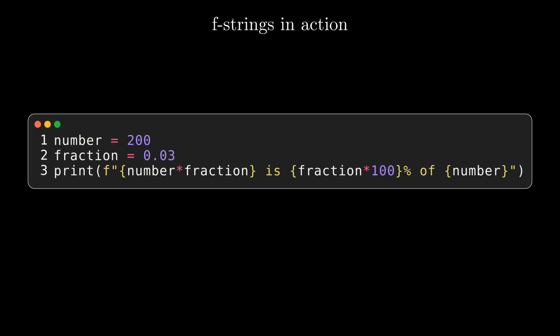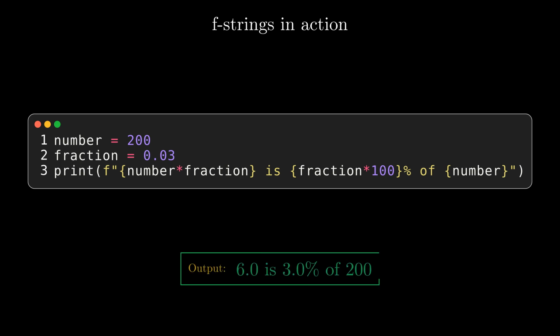Everything outside the braces prints literally. Everything inside the braces is a Python expression. Python evaluates it before inserting the result into the text. So the output reads, 6.0 is 3.0% of 200, with the percent sign tied against the number. No casting needed, no concatenation. When you have a choice, prefer f-strings.